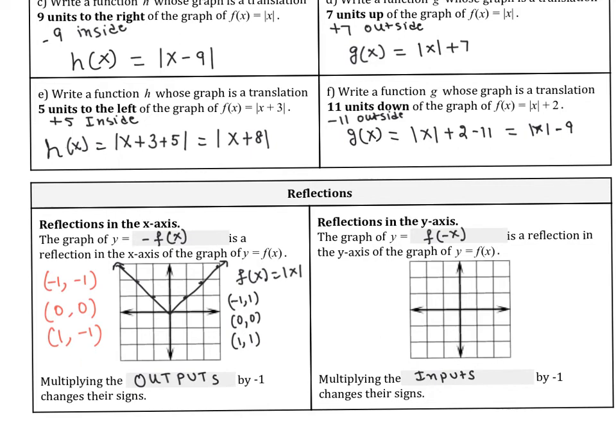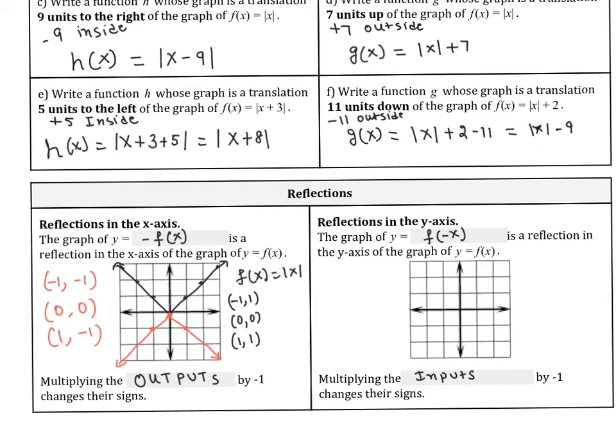And now we are going to plot these points. When we plot these points on the graph, we get negative 1 comma negative 1 is this point, 0 comma 0 is this one, and 1 comma negative 1 is this point. Now we can connect these points, and that's it. That is going to be your reflection graph, where you multiply all the outputs, or all the y values, by negative 1 to get the reflection graph over the x-axis.